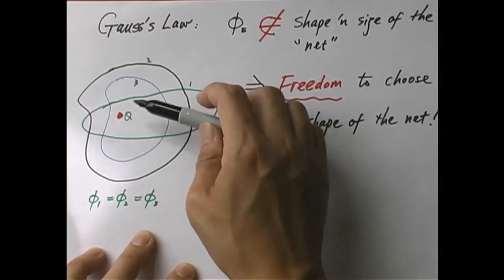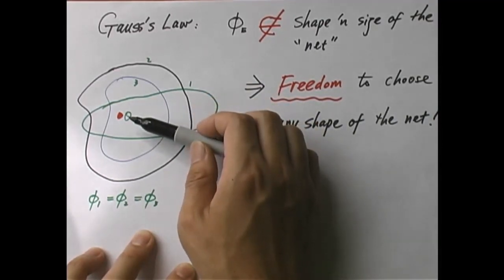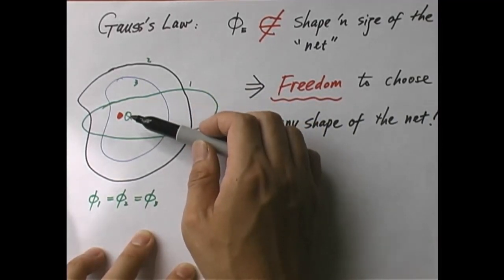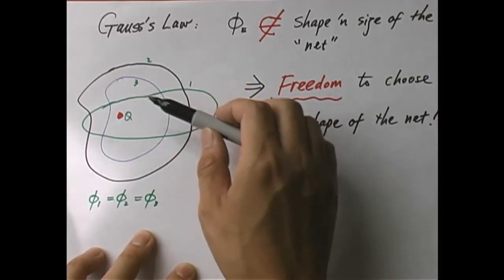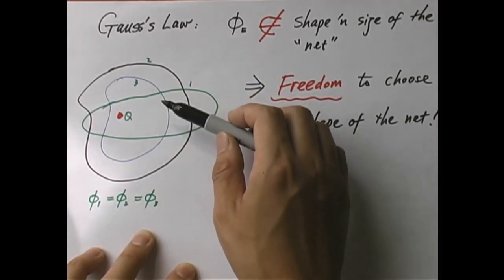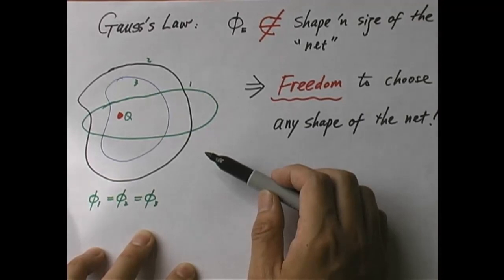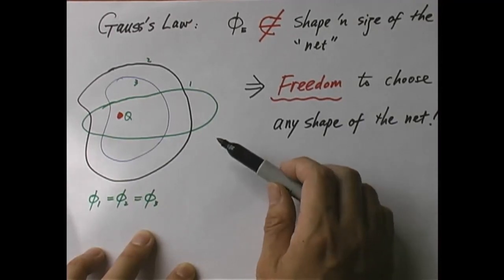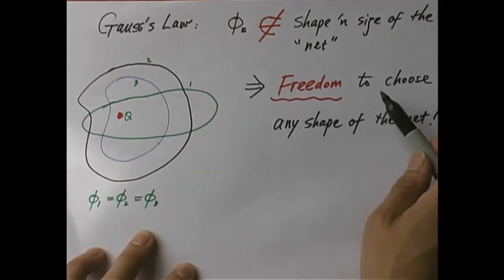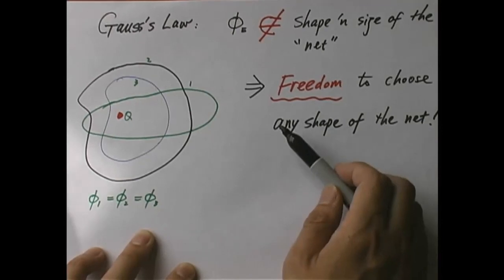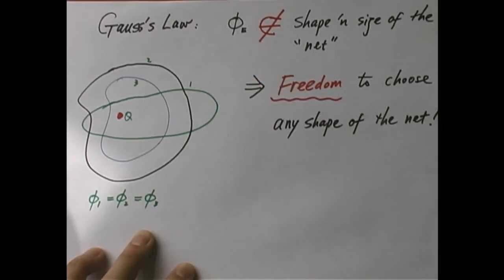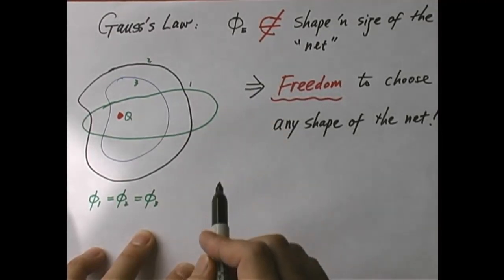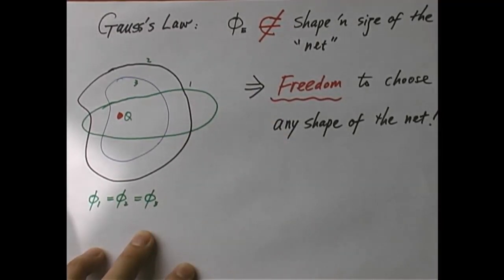And if the symmetry of the problem is cylindrical, then we can reshape the Gaussian surface, or the net, so that it is shaped as a cylinder. In other words, we can exploit the symmetry of the problem based on our freedom of choosing any shape of the net we want. This is guaranteed by Gauss's law. Okay, so we're going to show that, and we can see how we can apply it to cases of high symmetry.